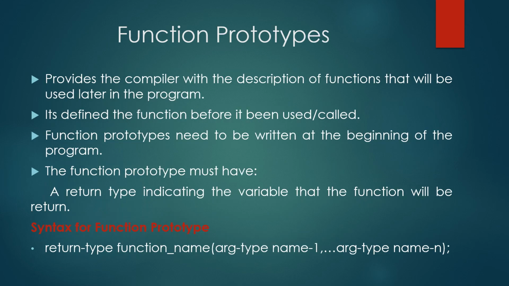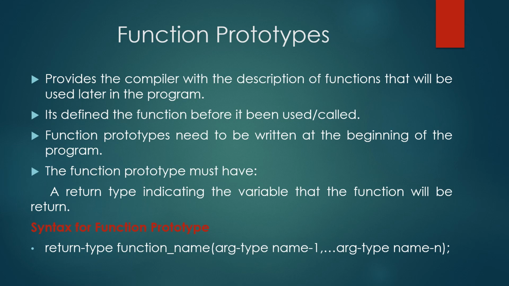Next one is function prototype. Prototype is nothing but what has to be used when declaring the function. It provides the compiler with a description of the function that will be used later in the program. That is, we are telling the compiler that I'm going to use such kind of function in the program, so that I'm going to declare these statements. So this is called a function prototype.